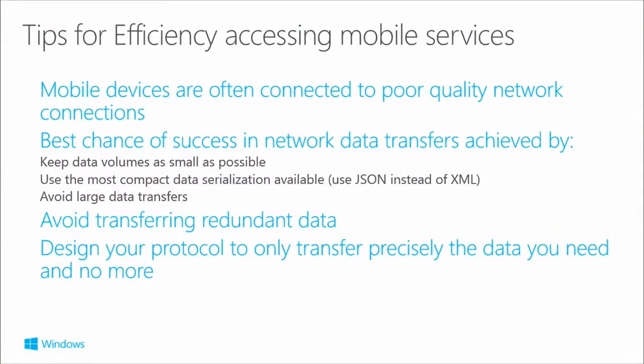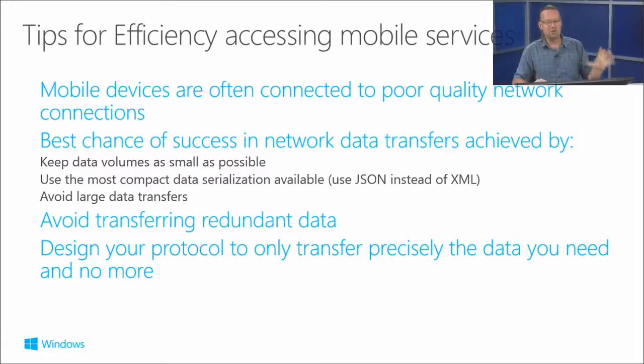Just to drill home, I know I've said this a few times, but mobile devices work on bad networks. It's a fact of life. So you want to be aware of this, use compression, and also think about the amount of data that you're transferring. And actually, whether your data comes over as XML or JSON makes a big difference for that as well.